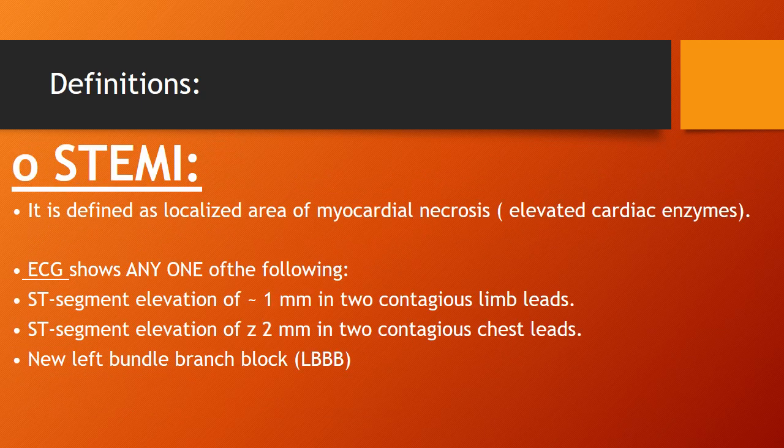ST elevation MI is a localized area of myocardial necrosis that results in elevated cardiac enzymes, and it is due to complete blockage of the vessel. The ECG will show any of the following: either ST segment elevation of more than or equal to 1 millimeter in contiguous limb leads, or ST segment elevation of more than or equal to 2 millimeters in contiguous chest leads, or a new left bundle branch block.